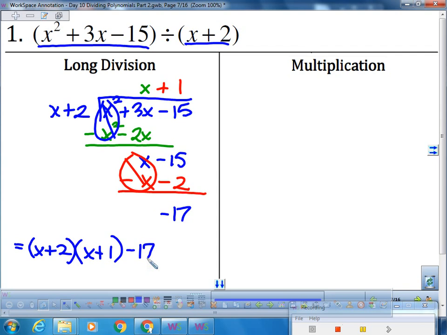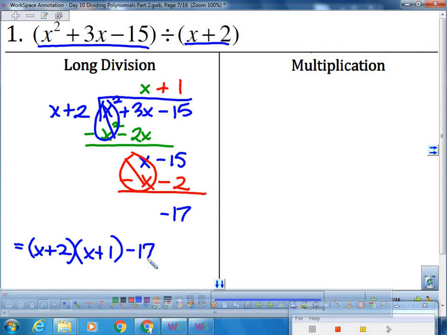You don't put it in parentheses. I'm going to show you why right now, with this multiplication. This is exactly why. Yes, Aaron? It's not factorable. That's why you get a remainder, because it's not factorable. It's a good question.